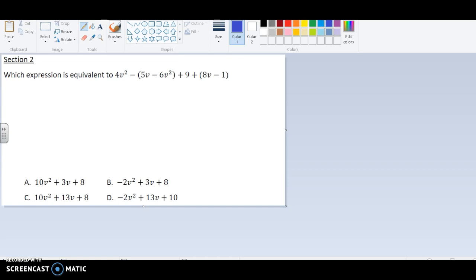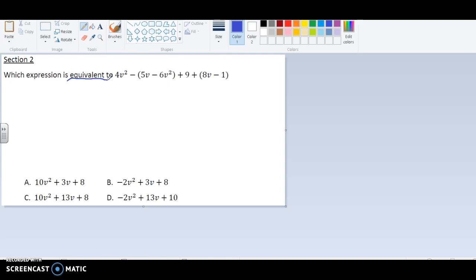So which expression is equivalent to 4b squared minus, in parentheses, 5b minus 6b squared plus 9 plus, in parentheses, 8b minus 1. And the word equivalent means the same. There's actually two ways to answer this question. So let's do the algebraic way.